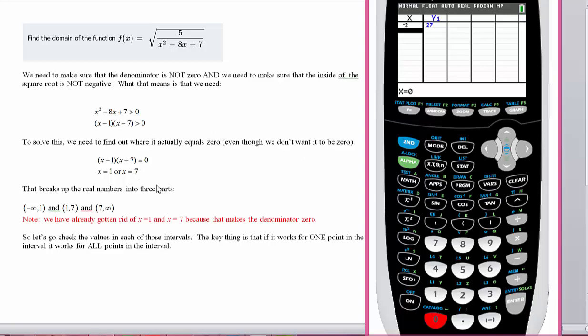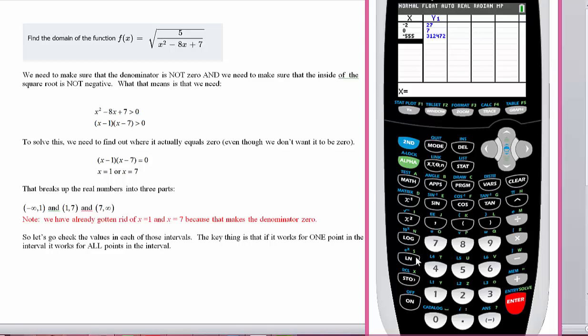I could type in 0. 0 is included in this, and it's going to be greater than 0. I could type in negative 555, and it's going to be greater than 0. Notice it's actually quite large, but the key thing is it's greater than 0. So we like this interval. Let's look at all the numbers between 1 and 7.